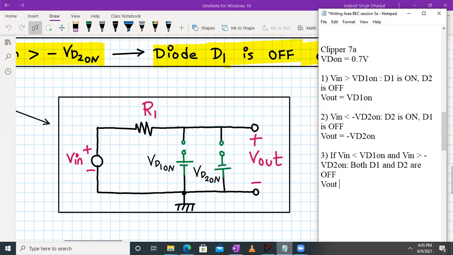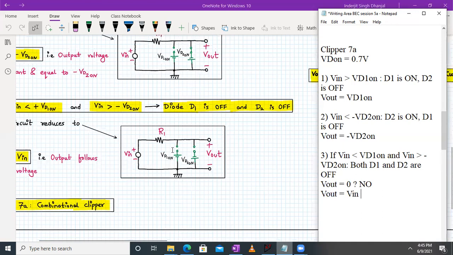Now, what will be my Vout? Will it be equal to 0? No, it will not be equal to 0, because an open circuit doesn't mean that the voltage is 0 over here. The current is 0, but the voltage is there. So what will be Vout? Vout will be equal to Vin. That means whenever both the diodes are off, the output will follow the input.